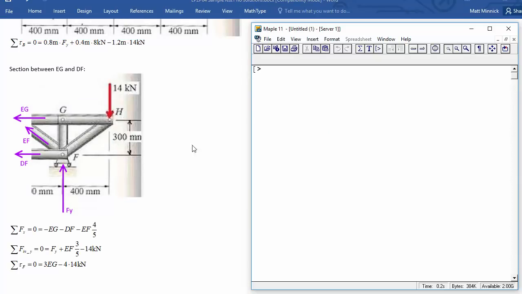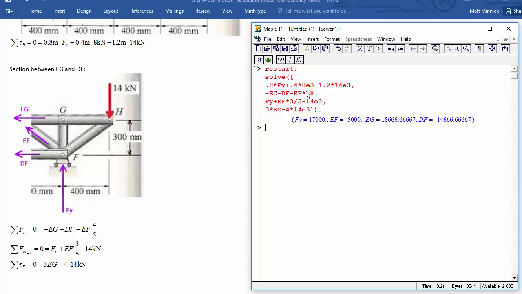Okay, once we've got that all laid out, actually solving it is not too bad at all. So we're going to say restart, solve: 0.8 times Fy plus 0.4 times 8E3 minus 1.2 times 14E3. Next equation, negative EG minus DF minus EF times 0.8, which is 4/5. And then Fy plus EF times 3/5, I guess we could have said 0.6, minus 14E3. And 3 times EG minus 4 times 14E3. Okay, and there we go.